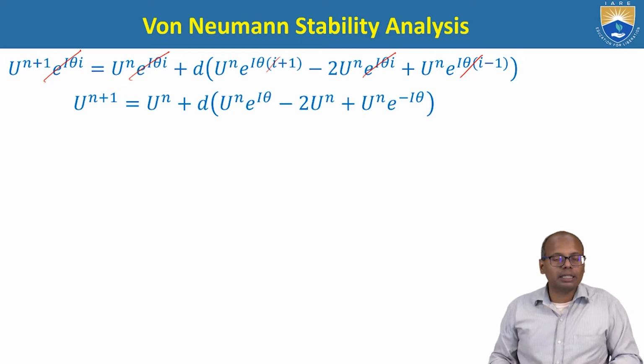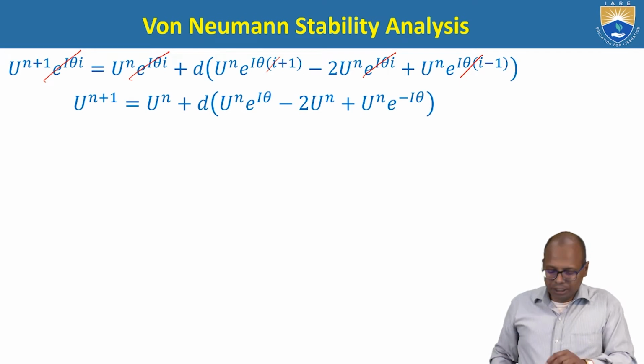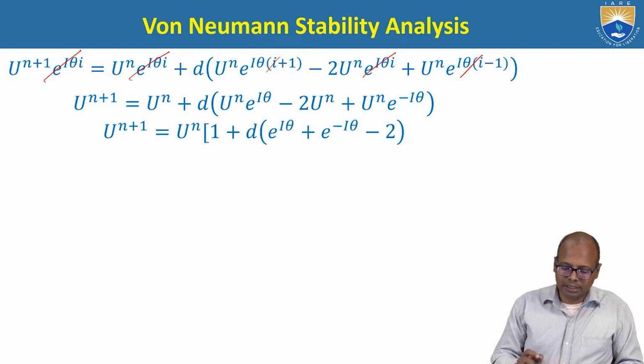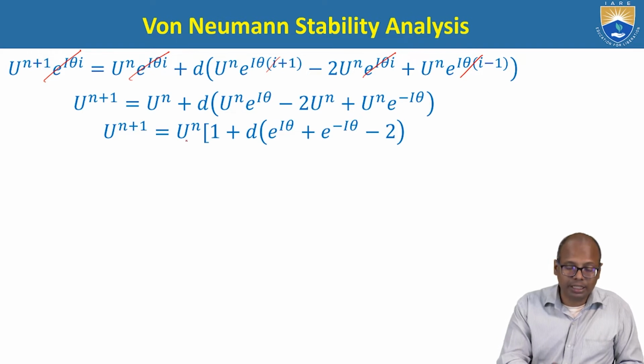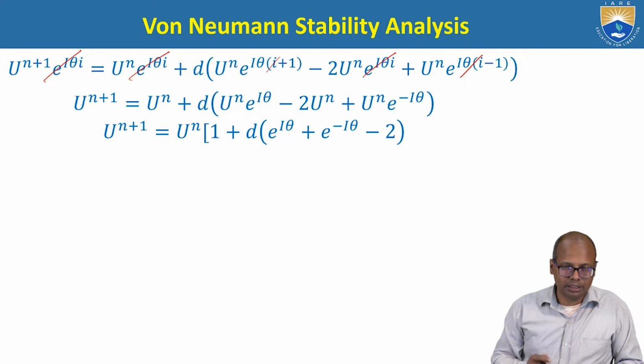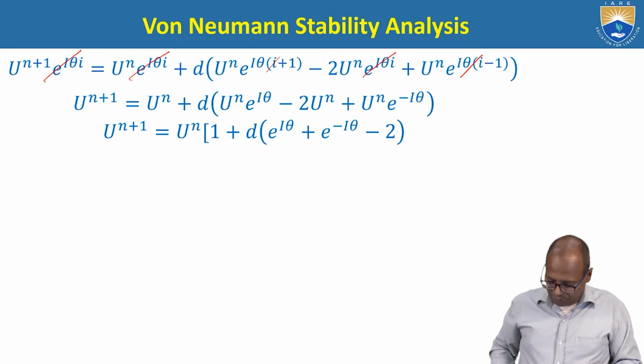Now, is there any other modification that we can do? e^(i theta) and e^(-i theta) are there, and here u^n is common in all of this. I have taken u^n outside. So u^(n+1) by u^n, that will be the G value.